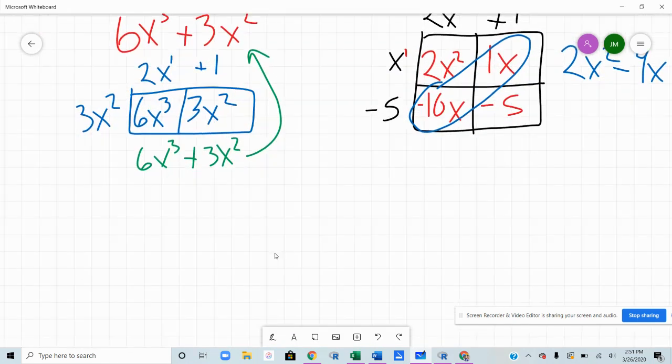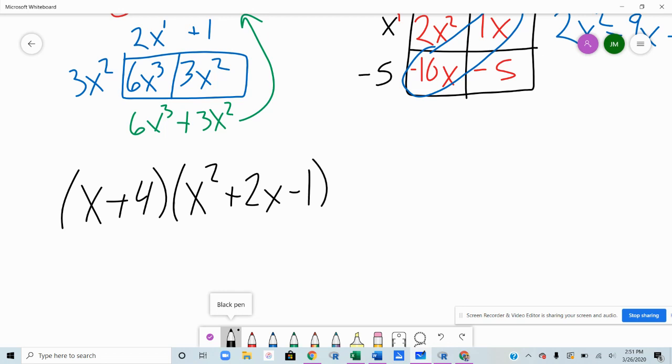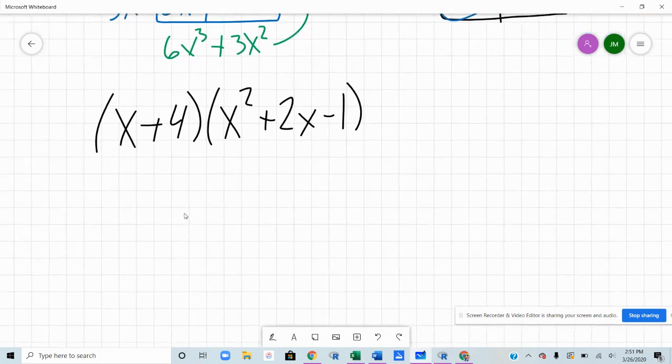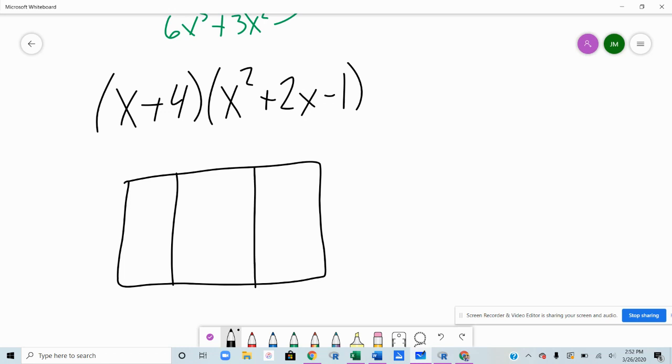Okay. A couple of others just to remind you about. If I have x plus 4 and then I have x squared plus 2x minus 1, you can still be making your box with this. How many terms are here and how many terms are here? That tells you the size of your box. 2 terms and 3 terms means you need to make a 2 by 3 box. You're going to put x plus 4 and x squared plus 2x minus 1.